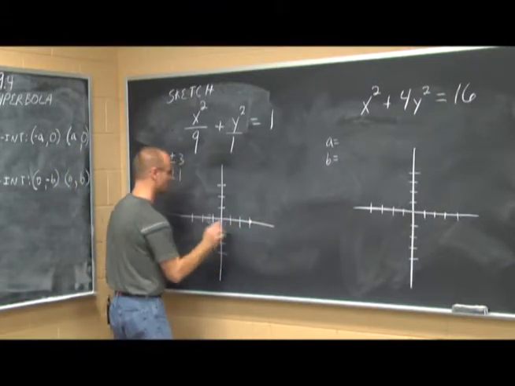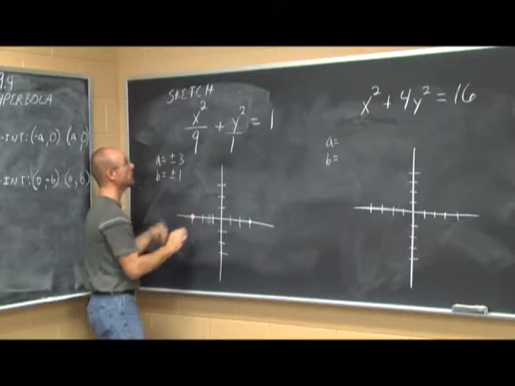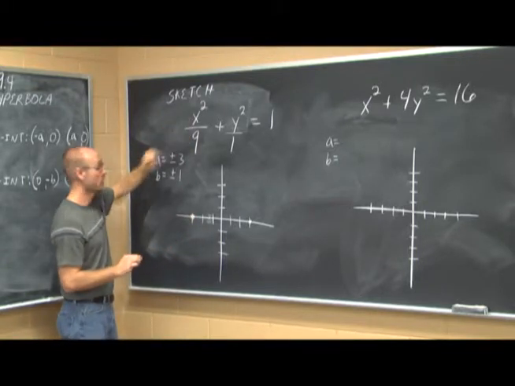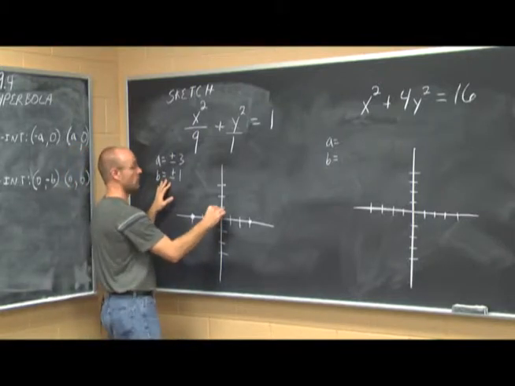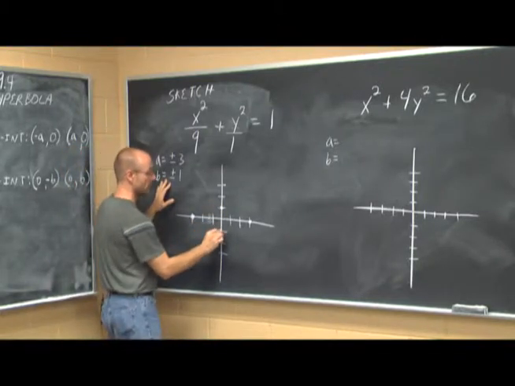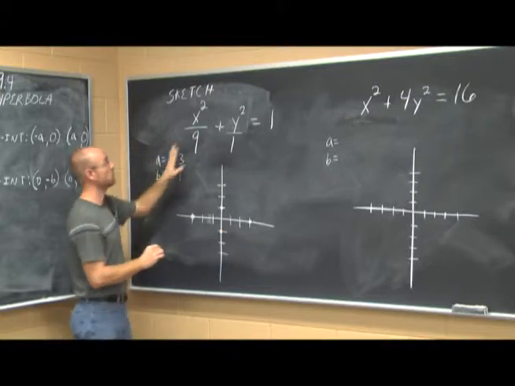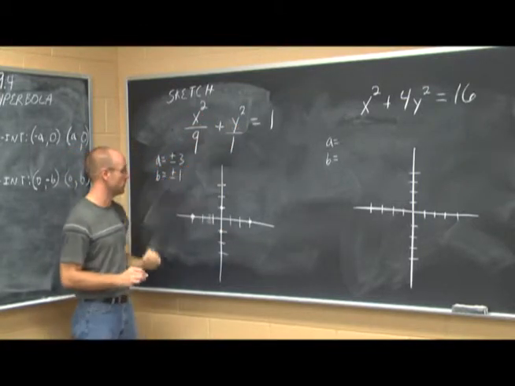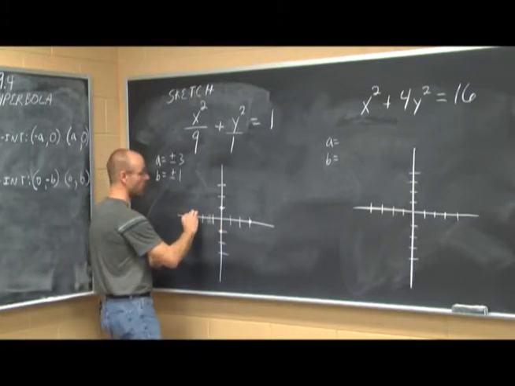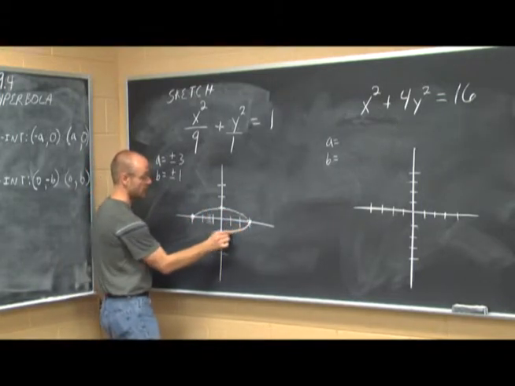So I have plus 3 and minus 3 in the x direction. And then I'm going to plot my y-intercepts, plus 1, minus 1. And notice this one is centered at the origin because there is no h value, there is no k value. So now I can go ahead and graph my ellipse.